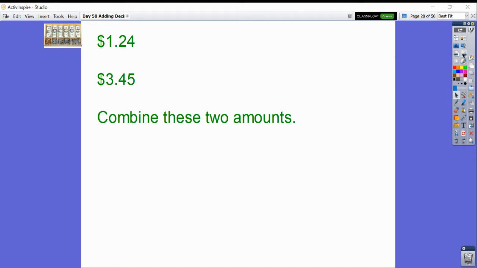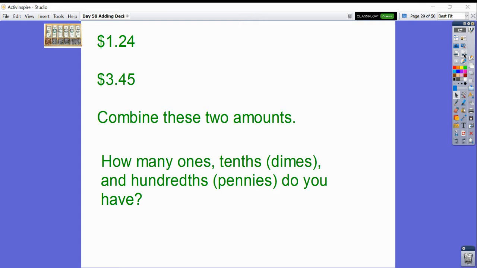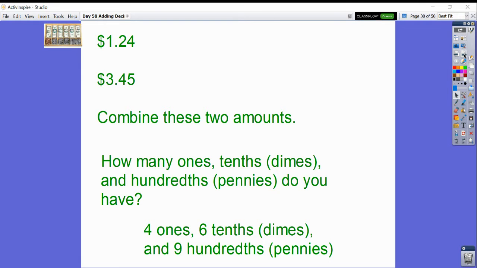Combine these two amounts. Combine means add. Here we get 4 hundredths and 5 hundredths together make 9 hundredths. 2 tenths plus 4 tenths gives me 6 tenths, or 6 dimes. 1 whole, or $1, plus 3 wholes, $3, gives me 4 wholes, or 4 ones. Group them by the things that they are alike.